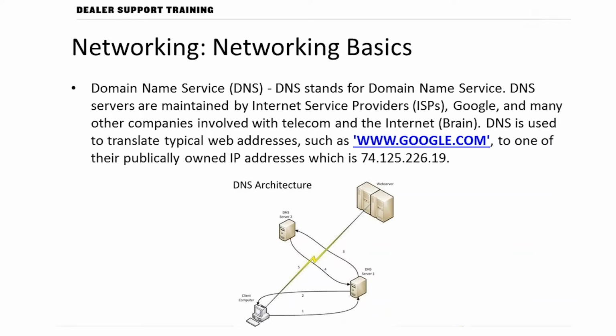So what you see as google.com in your web browser is actually seen as an address such as 74.125.226.19. It's used as an easier way to remember an address other than a name. Names are generally easier to kind of keep track of than numbers.